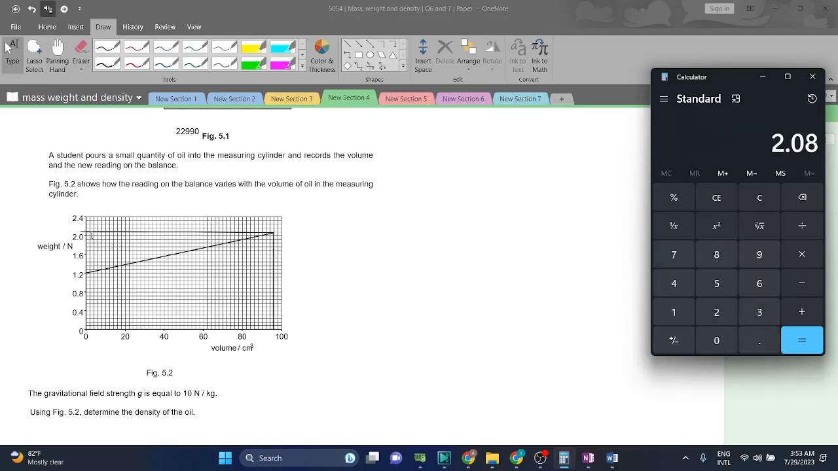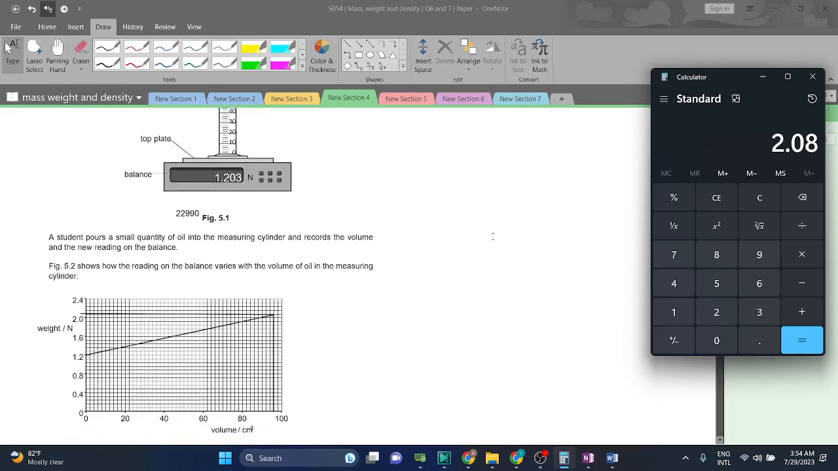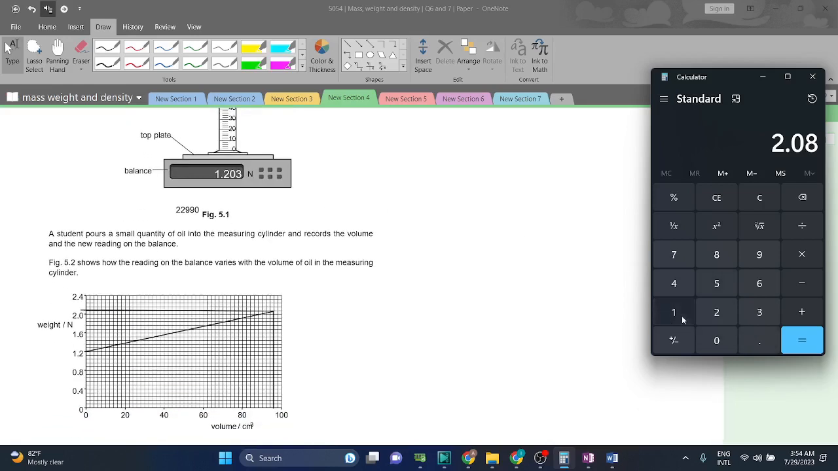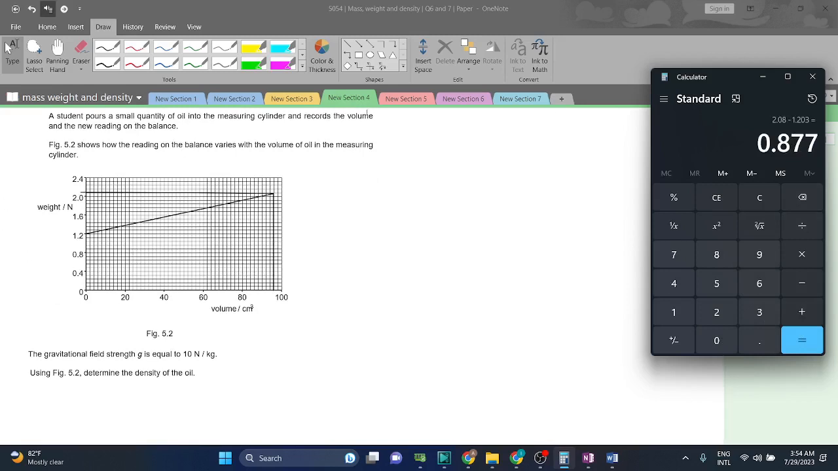2.08, because each small square is 0.08, and this point is 1.203. 2.08 minus 1.203 will give us the weight. This is the weight, right? Now we'll divide it by 10, because weight divided by 10 will give us the mass. This is the mass of the object.